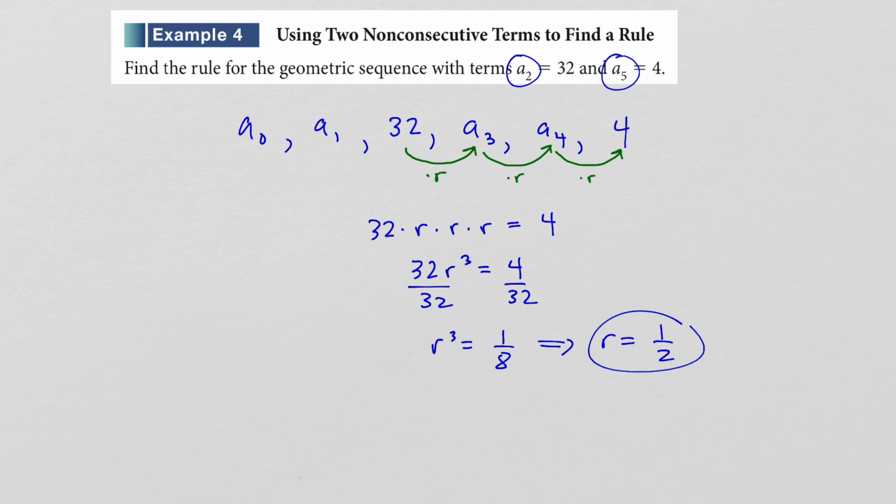And then, of course, once you get R, you would have to come back to your formula here, plug in the value of R equals 1/2, and then you can use the fact that A2 is 32 or A5 is 4 to figure out what A naught is. But to figure out that first part, solving for R, you can do it the way I did it a couple of minutes ago, or you could also do it this slightly more intuitive way. Either way works.